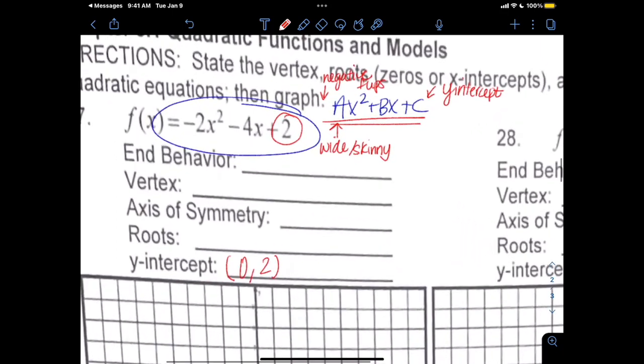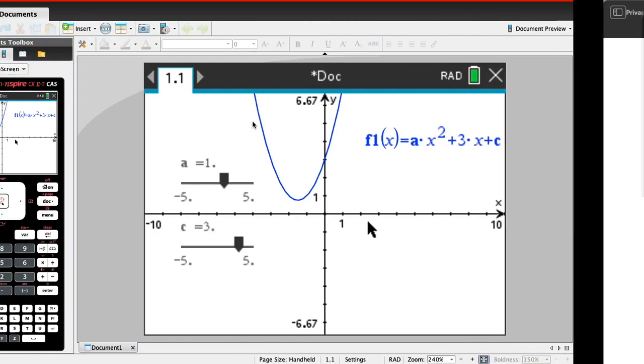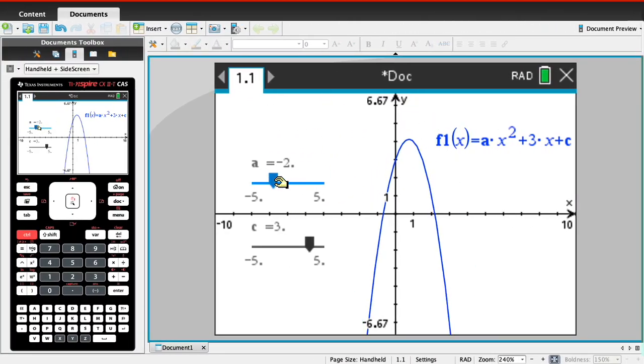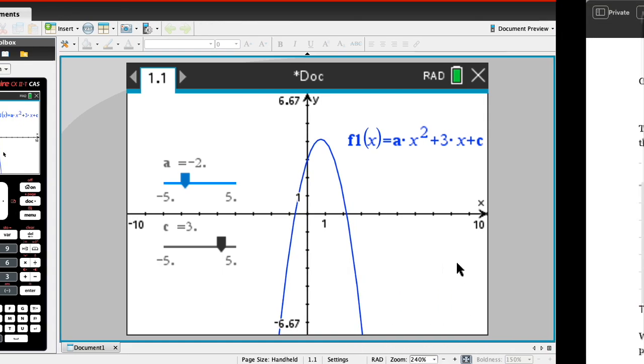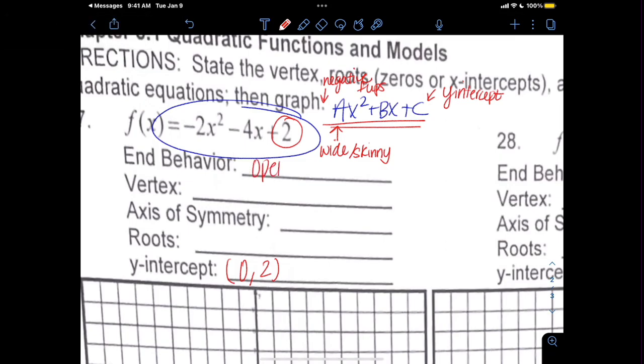So for my end behavior, I'm going to look at this number. I see that it's negative, so it's going to be opening downwards. So I'll just set my graph here to -2. Notice how it's opening downwards and it's heading towards negative infinity for the y, because it keeps going down, and negative infinity for the x in this direction, positive infinity in this direction for x. So I'll say that this opens downward.